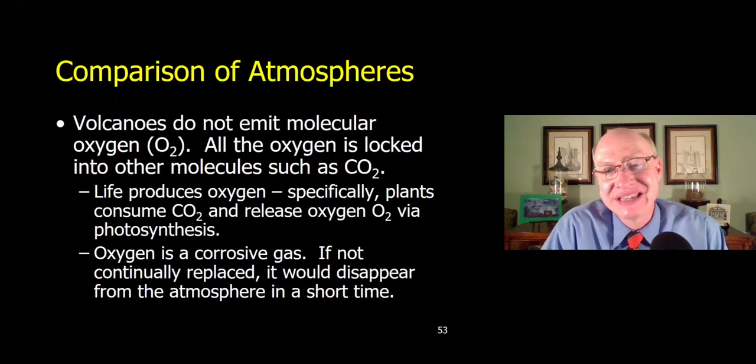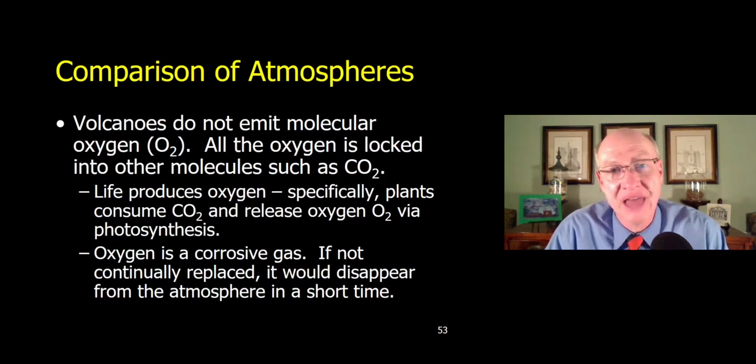That raises an interesting question. Where does molecular oxygen come from? Volcanoes do not emit molecular oxygen, and the reason for that is molecular oxygen, O2, is highly corrosive. It'll very quickly react with any kind of metal to oxidize or rust the metal. Most of the oxygen on planets like Venus and others is locked into other molecules, such as carbon dioxide.